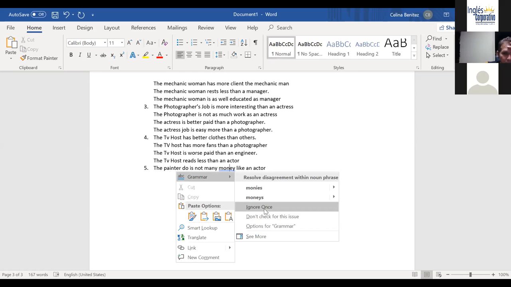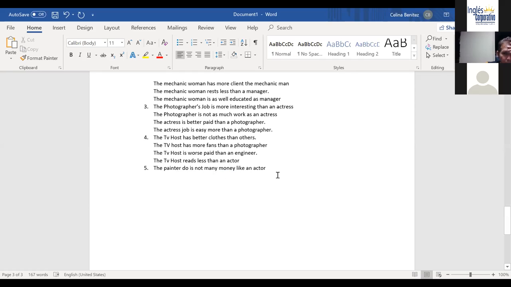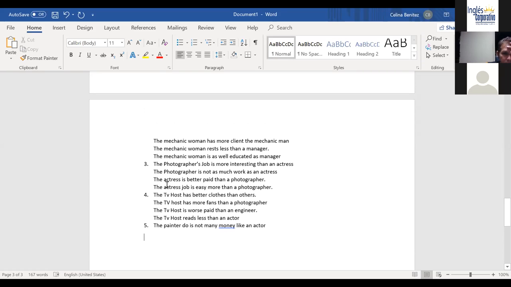The painter. I'm sorry, also for number three, sentence four: the actress' job is easier than a photographer's. The actress' job is easier than, there you go, yeah.